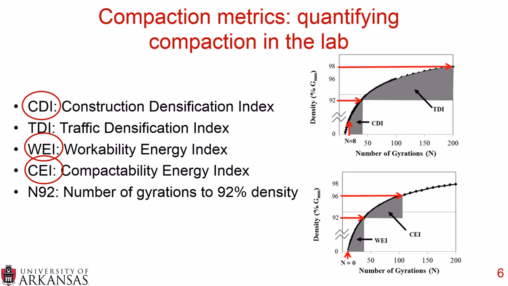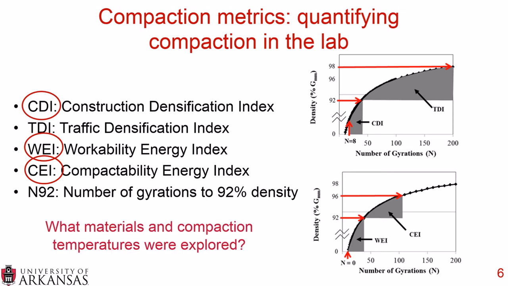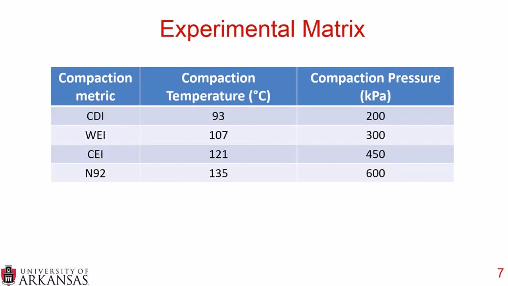And what we did is we took a look at these compaction metrics, so how we can quantify laboratory compaction behavior, and we looked at two types of material, and then we also looked at different compaction pressures and compaction temperatures. So here's our experimental matrix. We have our CDI, WEI, CEI, and N92. So those are the 4 that we looked at. Our compaction temperatures were from 93 to 135 degrees Celsius, and our compaction pressures were 200 kilopascals to 600 kilopascals.